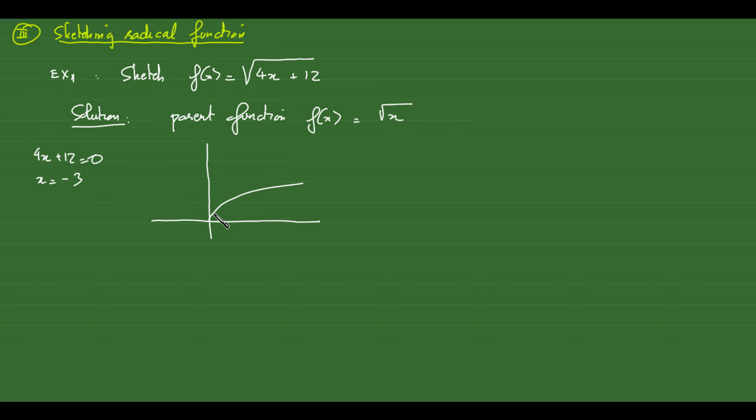So the parent function will be shifted 3 units to the left. So it will be 1 unit, 2 units, 3 units here. So my new sketch, the sketch of f(x) equal to square root of 4x plus 12, will be something like this. The shape is kind of the same, you see that? But instead of starting at 0, we're going to start at -3.